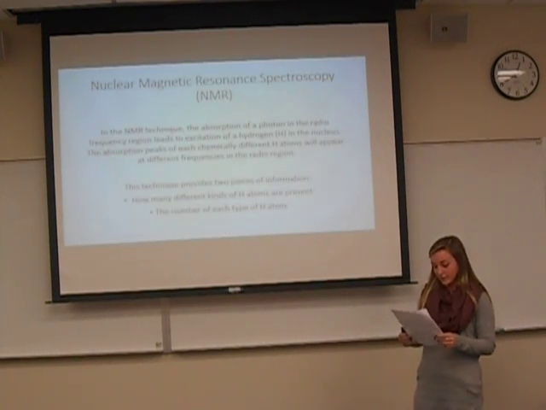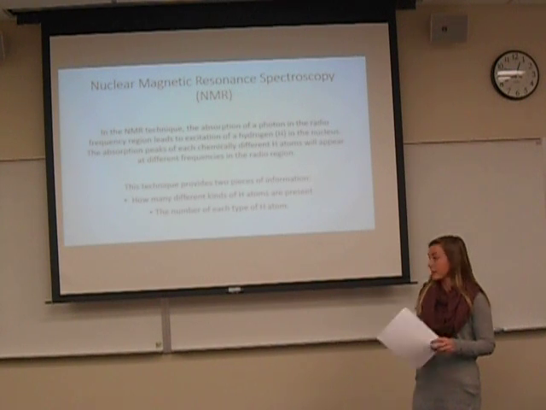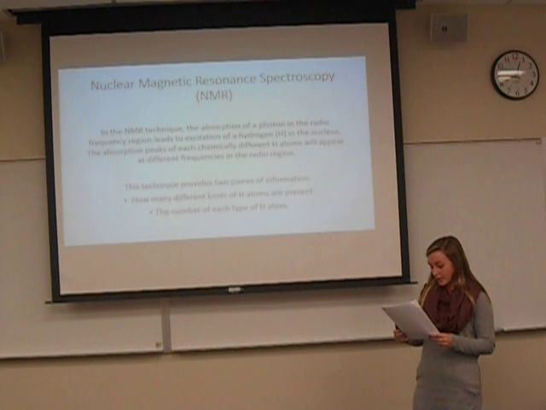In the NMR technique, the absorption of a photon in the radio frequency region leads to an excitation of a proton in the nucleus. The absorption peaks of each chemically different hydrogen atom will appear in different frequencies on the radio region. The area of each peak is directly proportional to the number of hydrogens of that type. This technique provides two pieces of information: how many different kinds of hydrogen atoms are present and the number of each type of hydrogen atom.